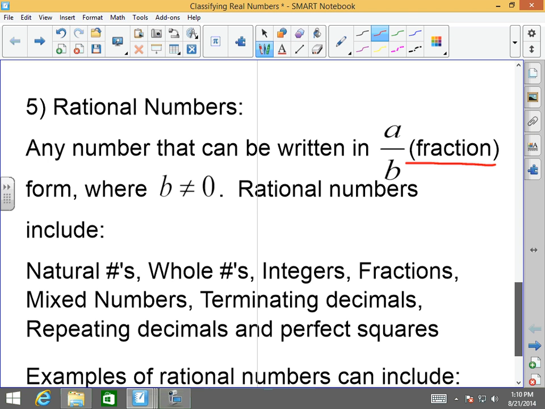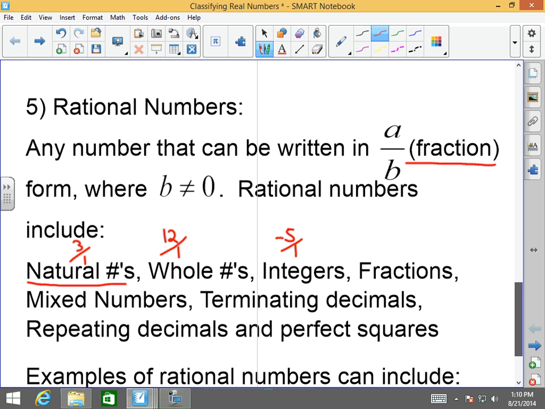What do rational numbers include, you may be asking? Well, they include natural numbers. Because, for example, 3 can be written as a fraction, 3 over 1. They include whole numbers. Why? Because, for example, 12 is a whole number, which can be written as a fraction, 12 over 1. Integers are rational numbers because, let's say, -5, I can write that as -5 over 1 as a fraction. Any fraction is a rational number. Any mixed number is a rational number.